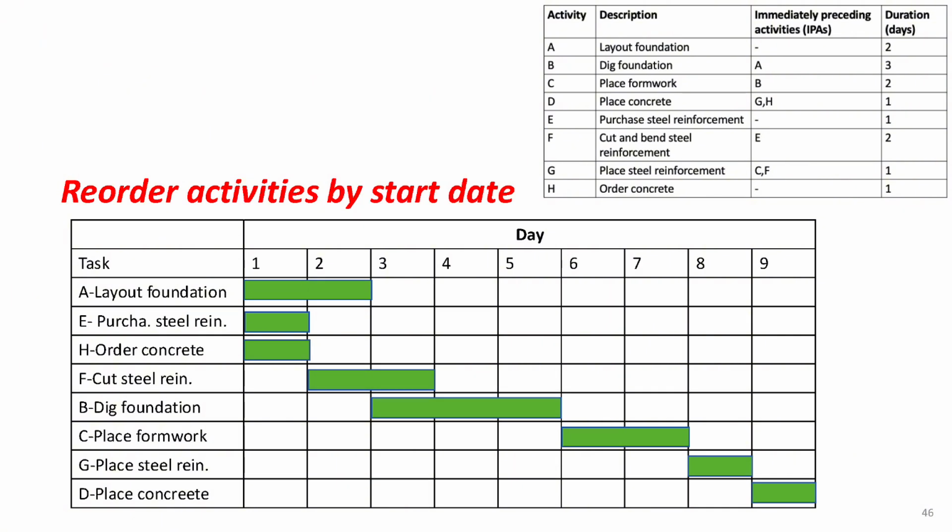After the materials are delivered, you can move on to cutting and bending the steel. Once the foundation work is completed, you can begin digging the foundation, followed by placing the formwork and steel reinforcement, and finally pouring the concrete. As you can see, organizing the schedule by start date really helps make the whole process clearer and more logical.